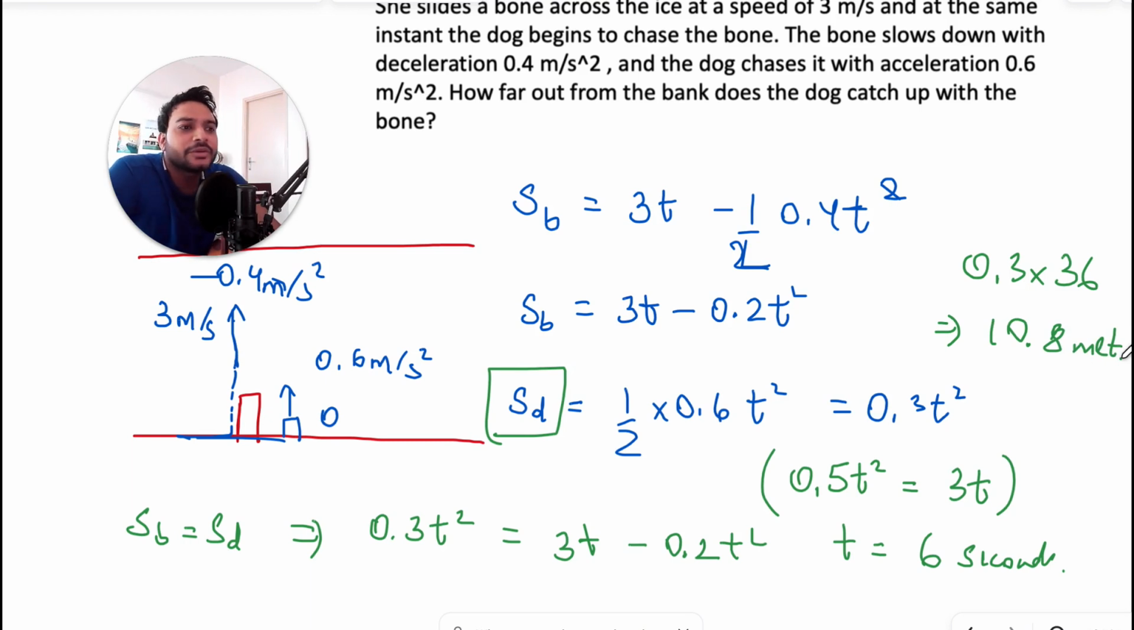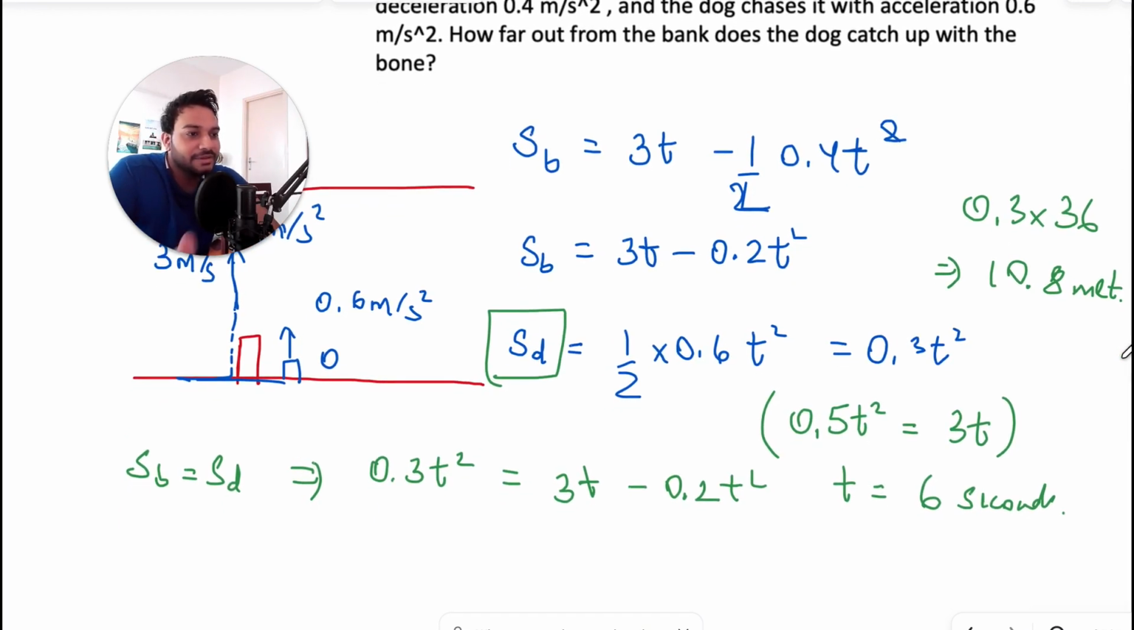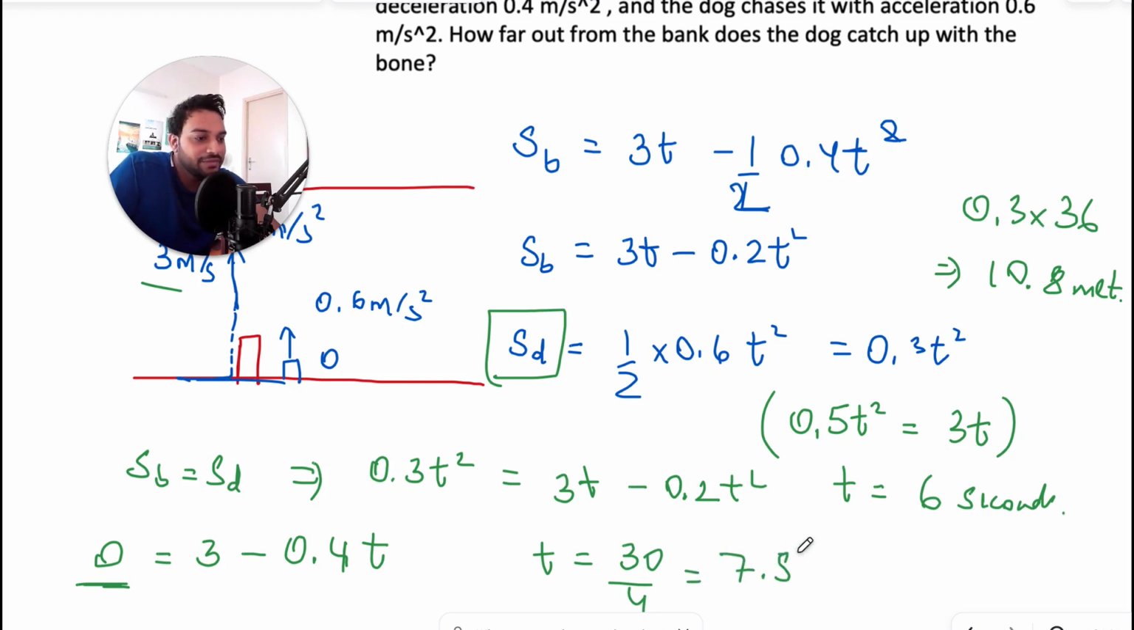Okay. An interesting thing to figure out would be, does the bone come to rest at that point? Let's check how much time the bone takes to come to rest from the initial position. Initially it was 3 meters per second, decelerating at 0.4 meters per second square. So V, that is 0, is equal to U, 3 meters per second, minus 0.4 T. V is equal to U plus at. That's what we're using to find the time interval for the final velocity to become 0. So this is going to be equal to 3 over 0.4 or 30 over 4, which is 7.5 seconds.